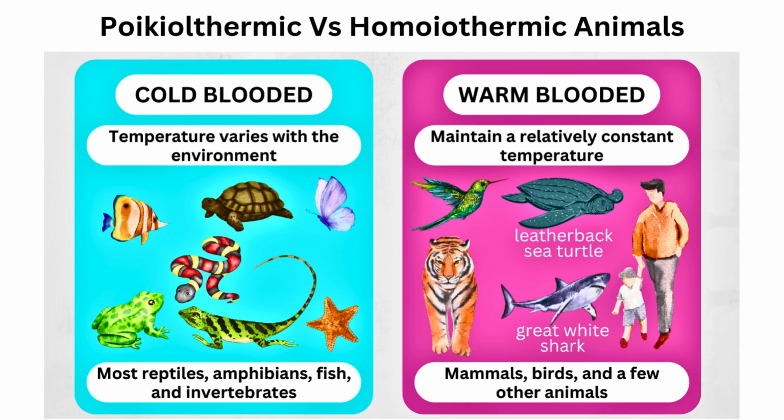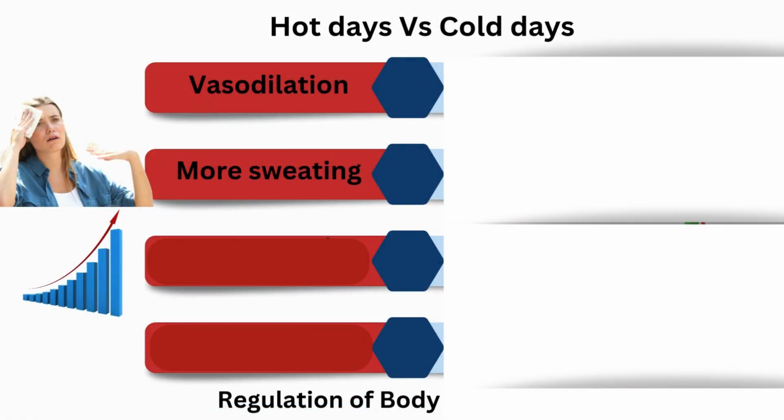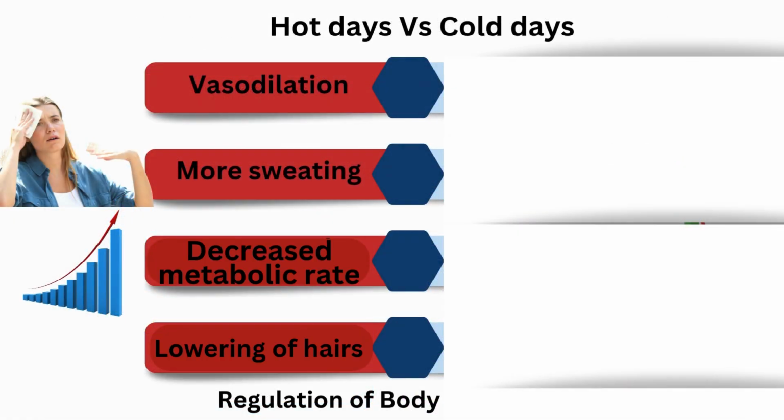Homeothermic animals, which are animals whose body temperature remains constant regardless of the fluctuation or changes in the temperature of their external environment. These animals include birds, mammals, and including man. Lastly, let us look at how the skin regulates the body temperature on a hot day and on a cold day. On a hot day, a mammal keeps its body temperature constant.